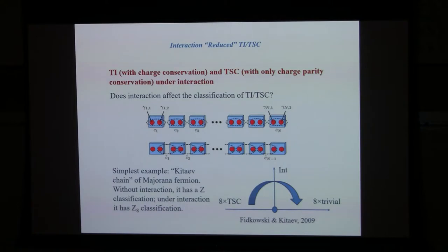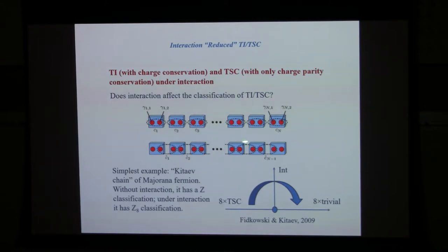By reduce, I mean that some topological insulator which is non-trivial without interaction will become trivial under interaction. This is an example of a famous one-dimensional topological superconductor, which is called Kitaev's chain. The physical picture is very simple. Suppose this is my unit cell, and every unit cell has two Majorana fermions.